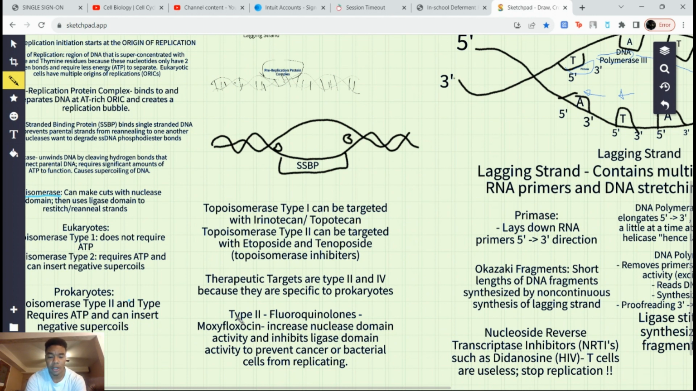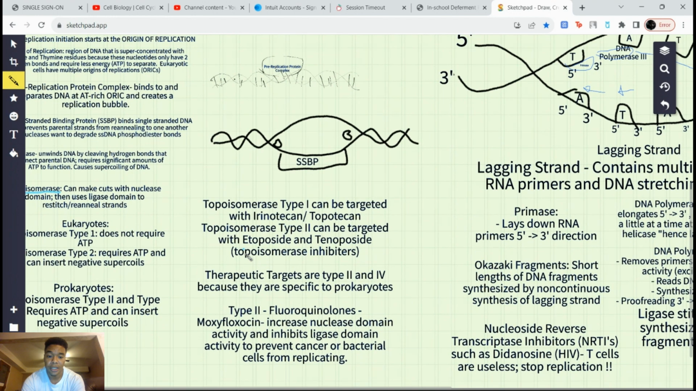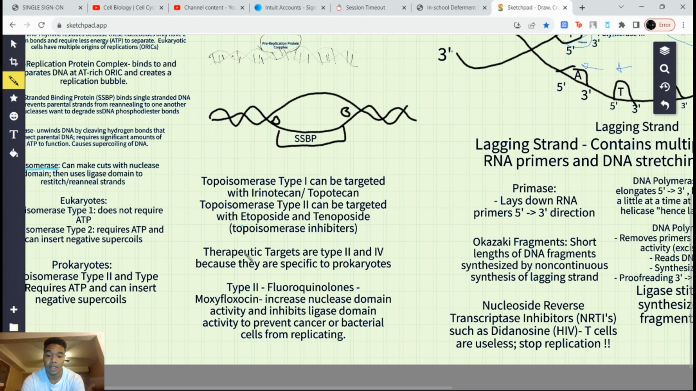So, clinically, topoisomerase type 1 can be targeted with irinotecan and topotecan, which I believe are topoisomerase inhibitors. So that can prevent this replication process. Topoisomerase type 2 can be targeted with etoposide and teniposide, which are, again, topoisomerase inhibitors. And that's clinically significant because they're therapeutic targets, since type 2 and type 4 are in prokaryotes, but eukaryotes can always use type 1.